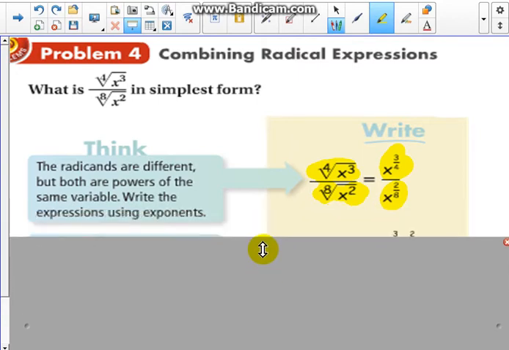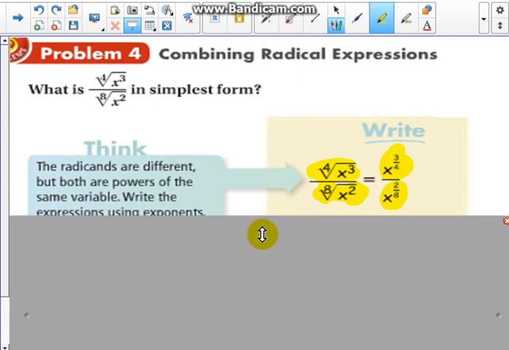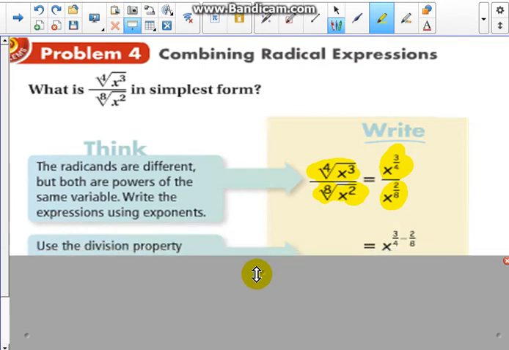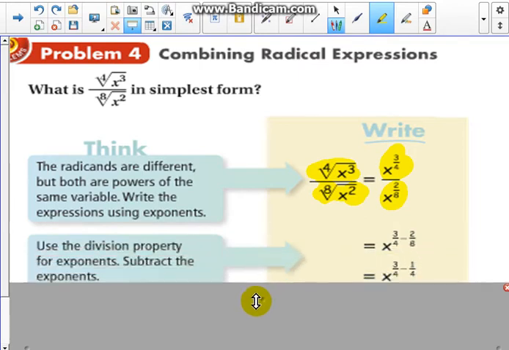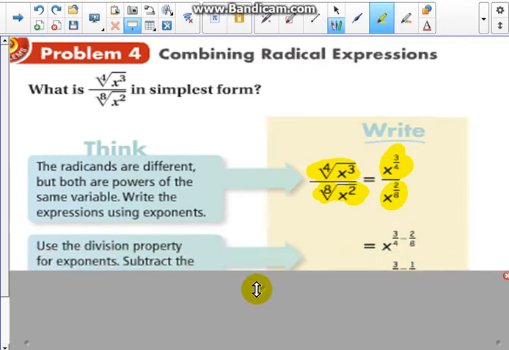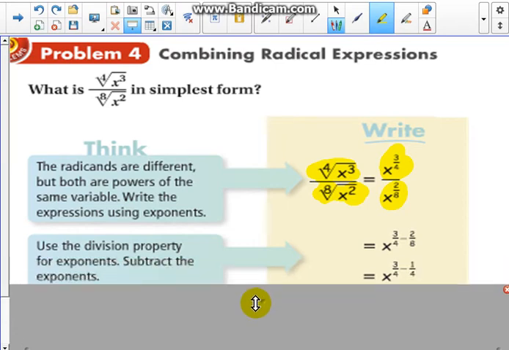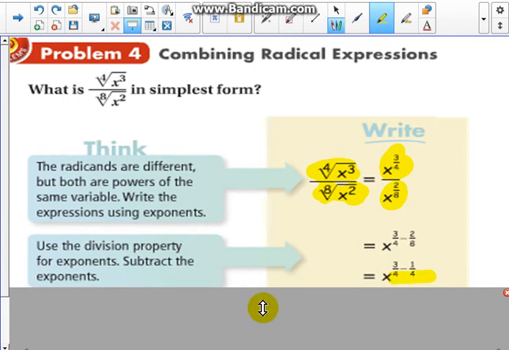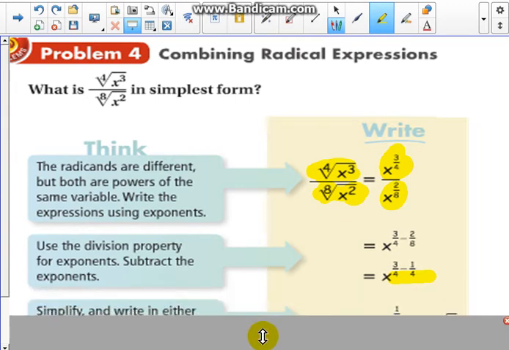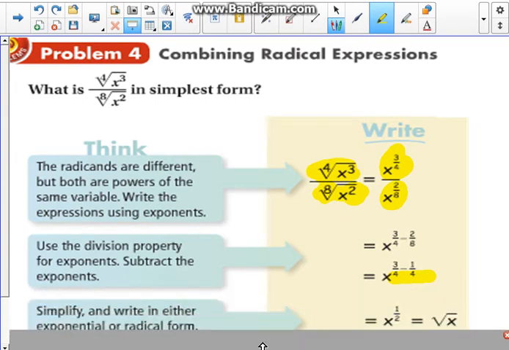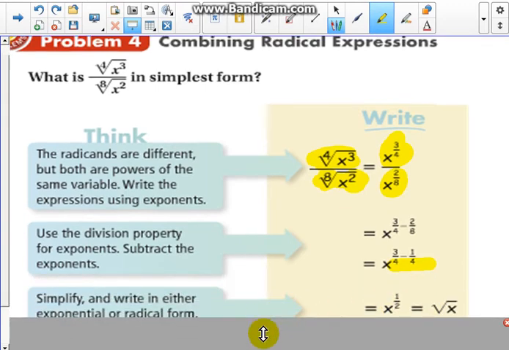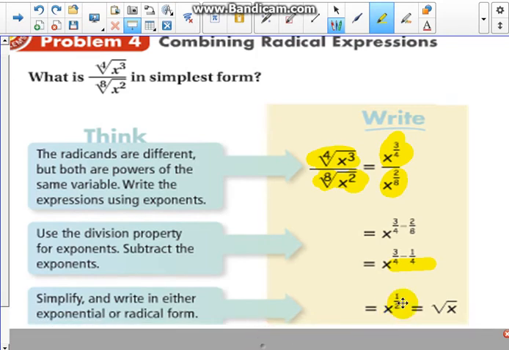So now we've got a fraction divided by a fraction, right? So what can we do? Subtract them. So it's going to be x to the 3/4 minus 2/8 power. And we can simplify 2/8 to 1/4, and now we have common denominators. So now it's just x to the 3 minus 1 over 4, which becomes x to the 1/2, which is just the square root of x. And that's all there is to that on problem 4.